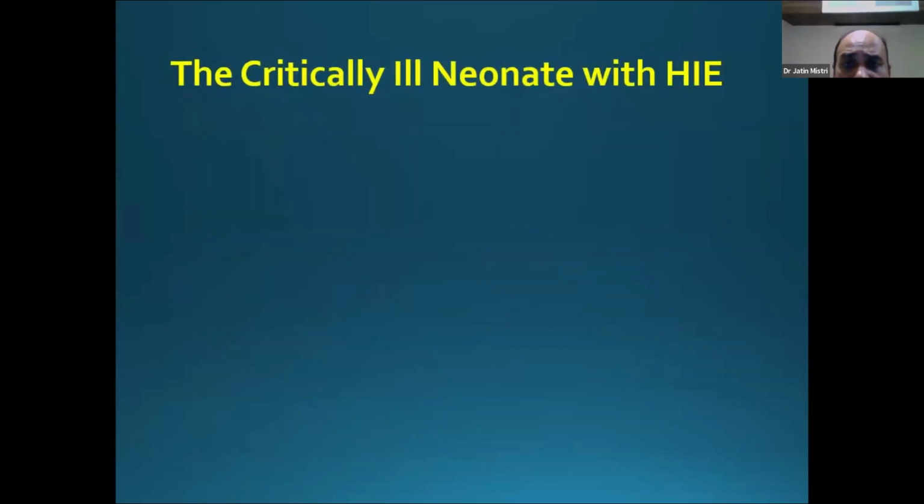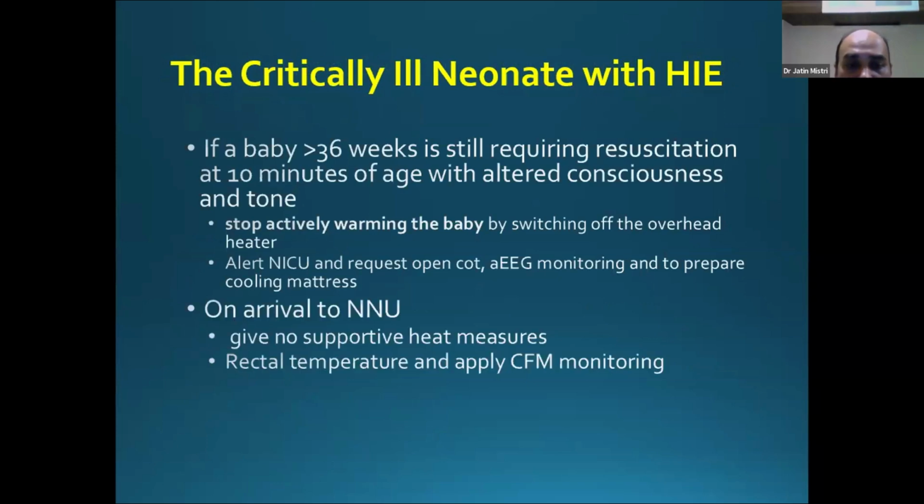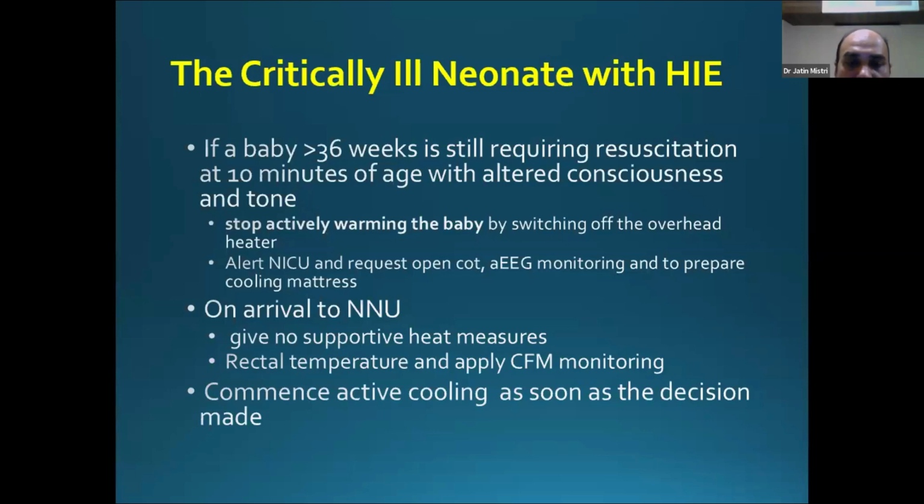If you have a critically ill baby with HIE, a baby of more than 36 weeks who is still requiring resuscitation at 10 minutes of age with altered consciousness or tone, stop actively warming the baby by switching off the overhead warming. That is passive cooling. You can alert your NICU and request an open cot, do amplitude EEG if you have it, and prepare a cooling mattress. On arrival to the neonatal unit, give no supportive heat measures. Don't switch on the warmer. Consider that the baby is for therapeutic hypothermia, and measure rectal temperature because you go for core temperature, and apply cerebral function monitoring. Commence active cooling as soon as the decision is made based on your clinical findings.